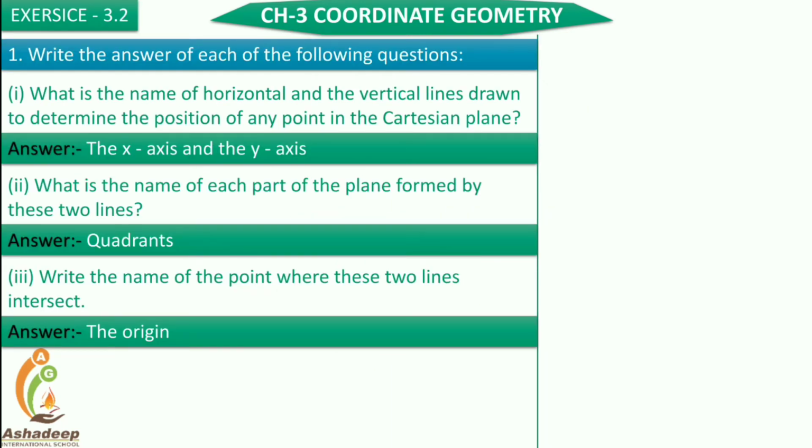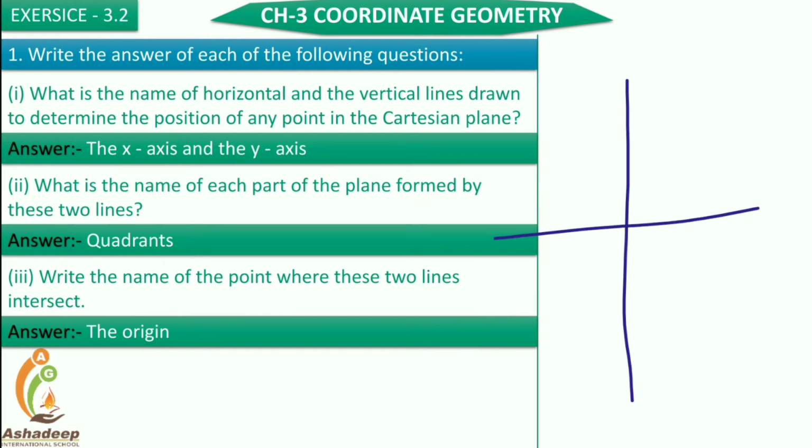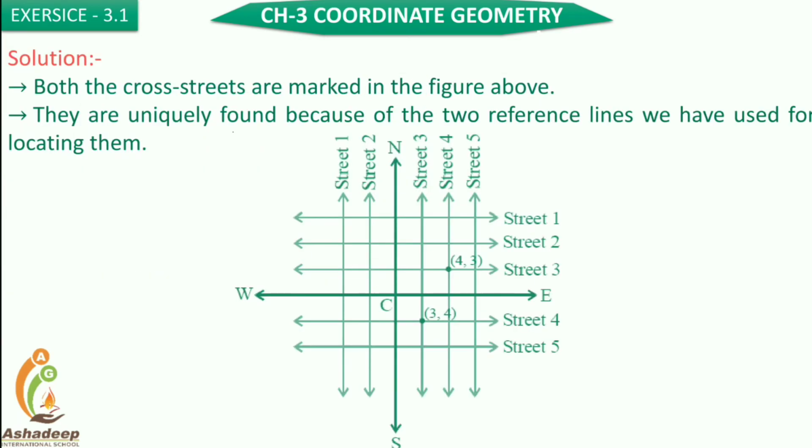Okay. Now some questions are there. Write this is exercise 3.2. What is the name of the horizontal and the vertical lines drawn to determine the position? So this is called the x and y axis that we already know, right? What is the name of each part formed by these two lines? It's called the quadrants. ये two lines से जो parts बनते हैं 1, 2, 3 and 4 उसको क्या बोलते हैं? Quadrants. Right?